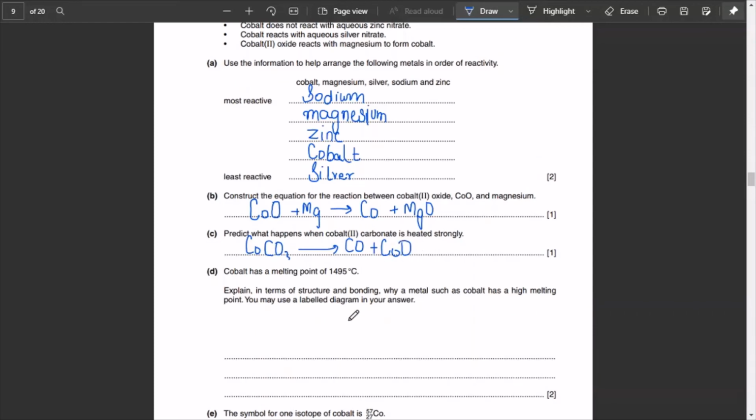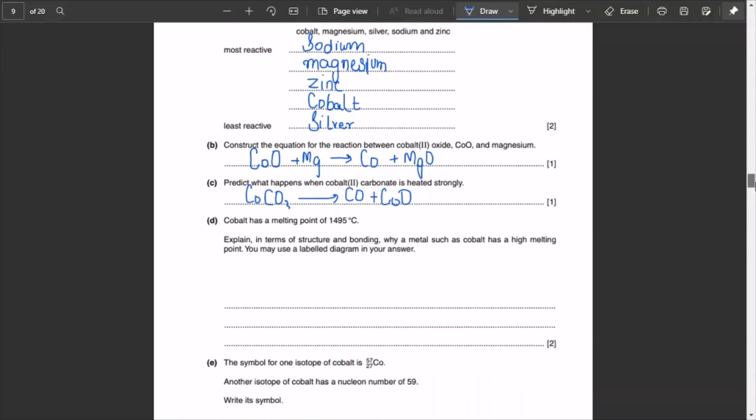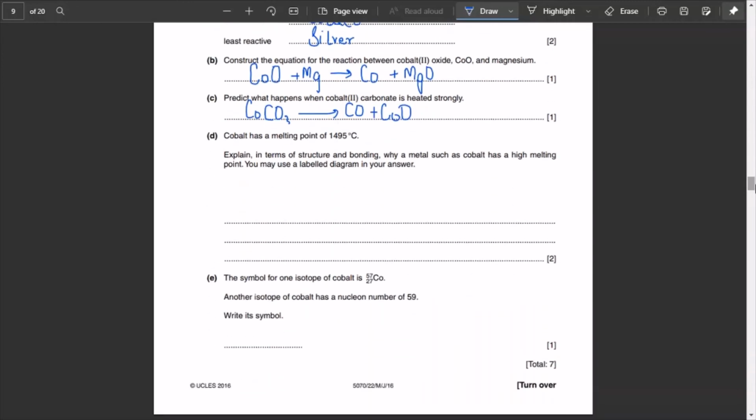So moving on to part D, cobalt has a melting point of 1495 degrees Celsius. Explain in terms of structure and bonding why a metal such as cobalt has a high melting point. You may use a labelled diagram in your answer, which is going to support that, but in case you do not want to use it, you can skip it. But always remember, diagrams help and support your answer.